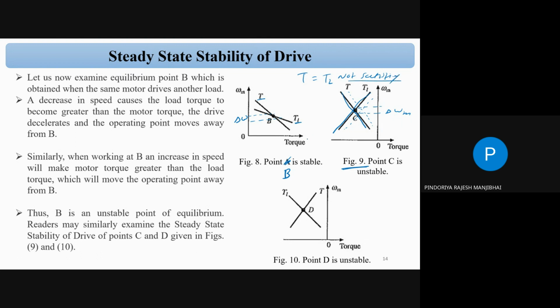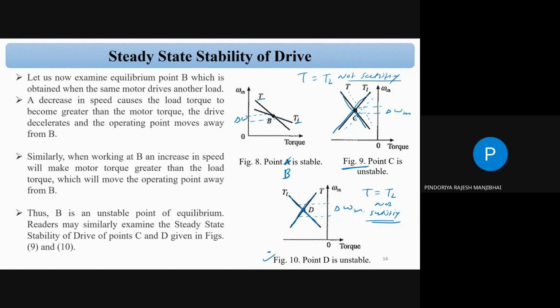Okay. If T equal to TL is not satisfied, then we can say point C is unstable. Similarly, for point D in figure 10, load torque versus motor torque, suppose you give a small variation here, that is delta omega m. Then again, T equal to TL is not satisfied. Then we can say the motor is unstable at point D.